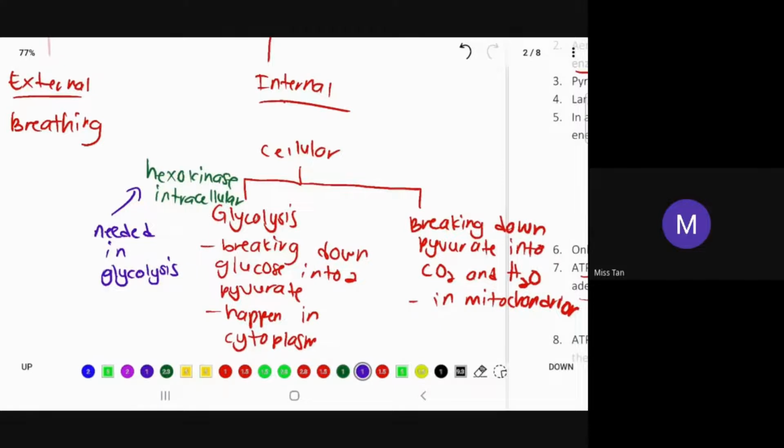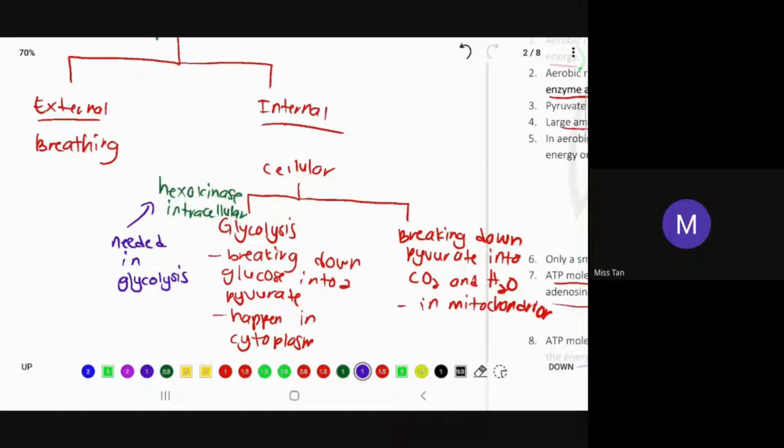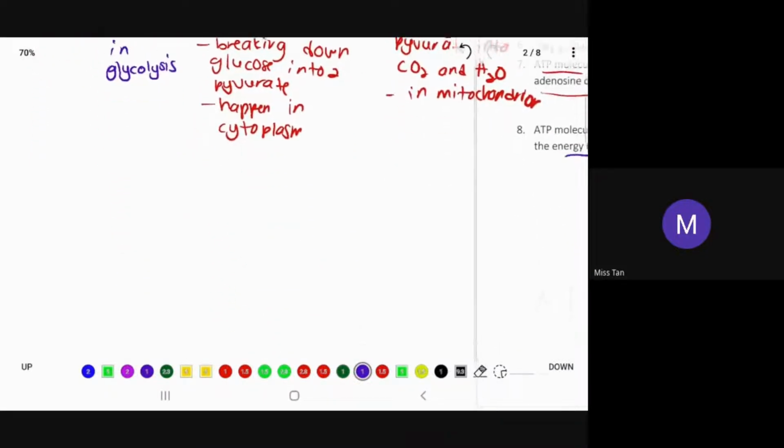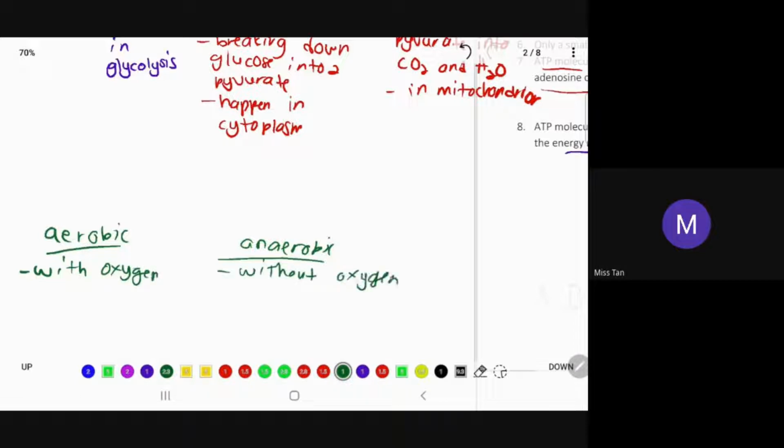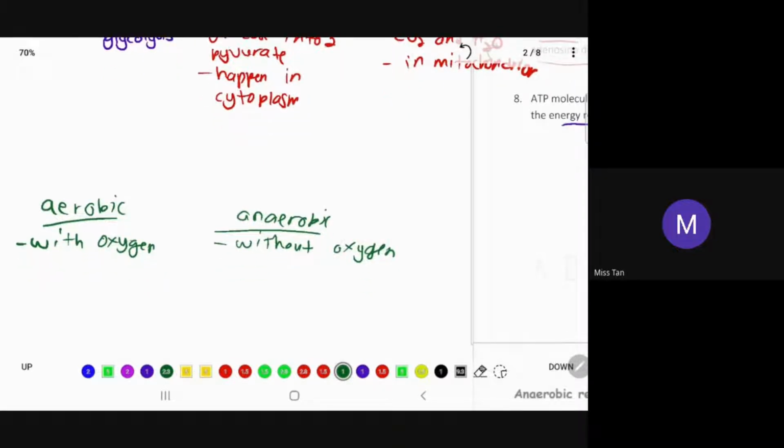Now, actually cellular respiration has two types. We have aerobic respiration and anaerobic respiration. Aerobic means with oxygen. Anaerobic means without oxygen. Anaerobic respiration happens in many places. It can happen in plants, in your milk by bacteria, and in your muscle. In a plant, we call it fermentation. Actually, this one also we call fermentation.